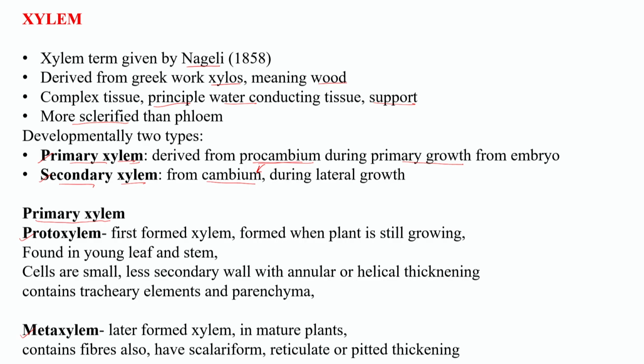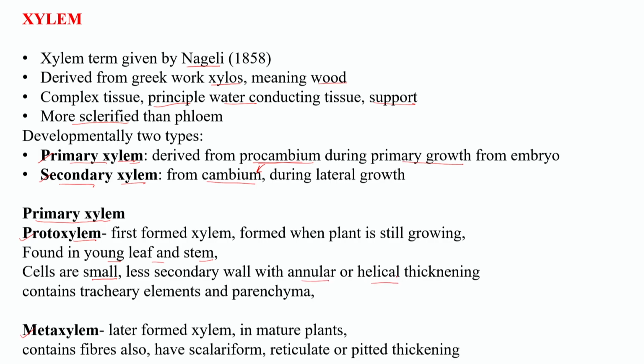developmental stages, but in this you categorize protoxylem, which is the first formed xylem, and which is formed when the plant is still growing. It is found in young leaf and stem because these are still growing and they are in the division phase. So the xylem which is formed at that time is known as protoxylem. In this the cells are small, and the secondary cell wall is also very little, and in this you will find annular or helical thickening.